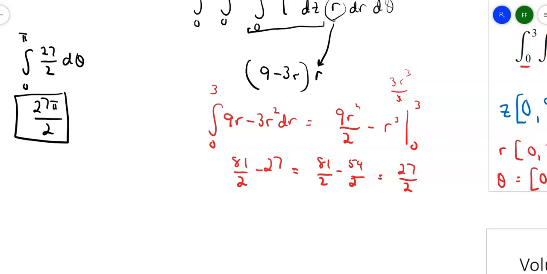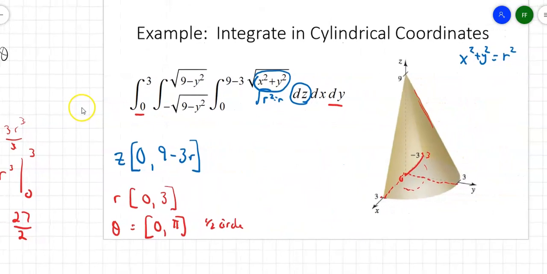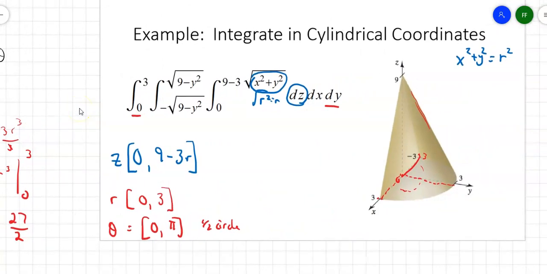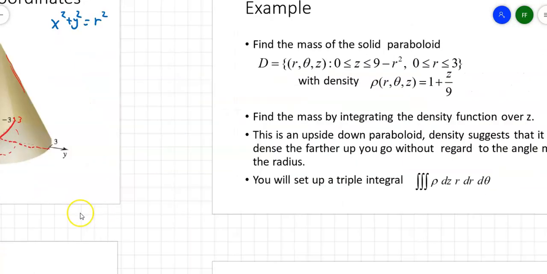All right, so in this case, it looks much easier to do it in cylindrical coordinates than to try to deal with all those limits of integration in terms of radicals. Okay, if you go back to the original question, that's what the original question looked like in terms of radicals. All right, let's look at another problem.